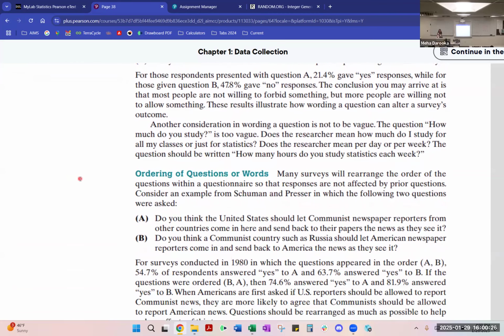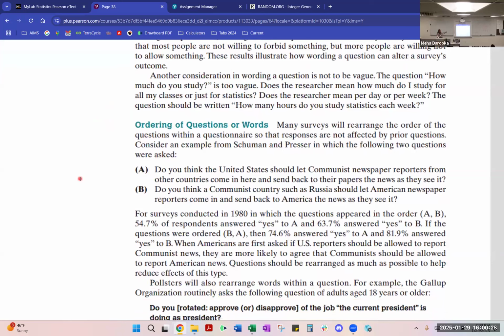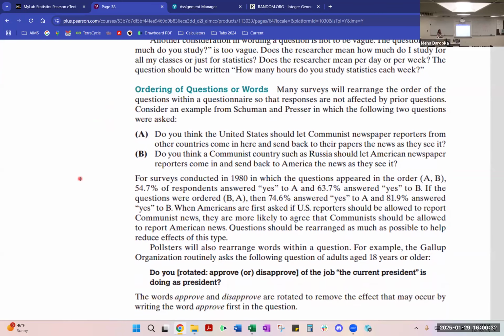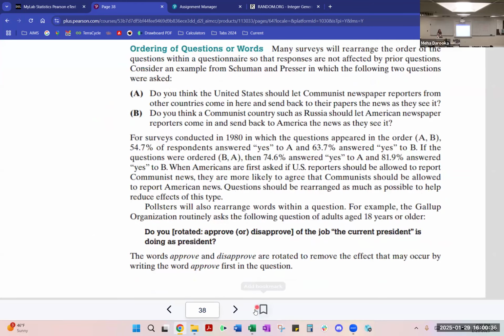All right, and then they're talking about how even the ordering of questions can make a difference. If you word or order them in different ways, that can also create a bias.